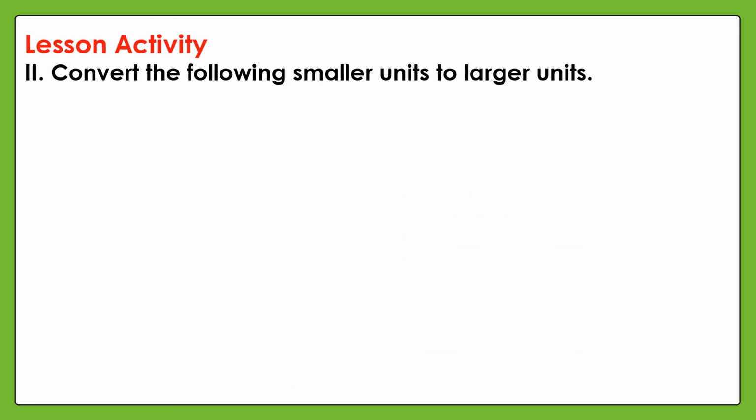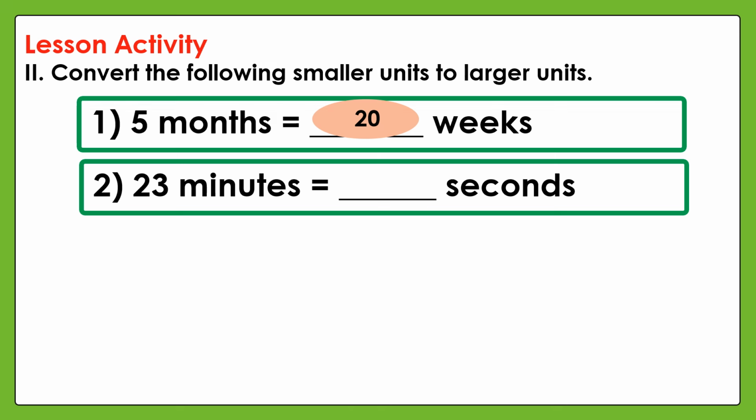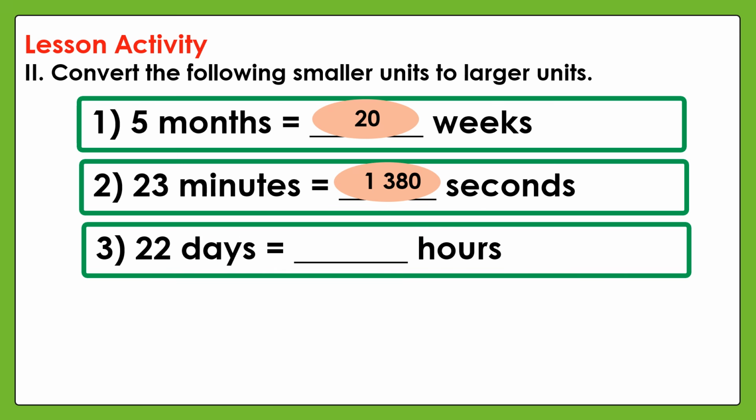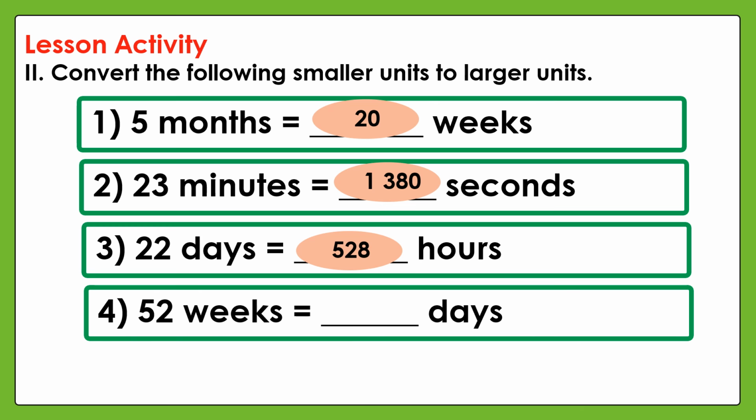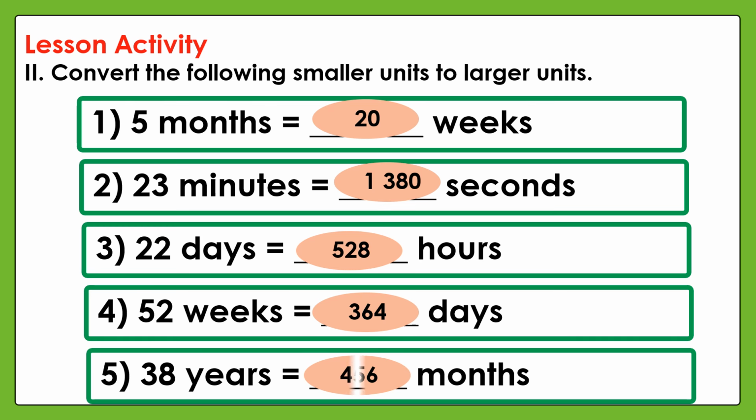Second part, convert the following smaller units to larger units. Number 1, 5 months is equal to 20 weeks. Number 2, 23 minutes is equal to 1,380 seconds. Number 3, 22 days is equal to 528 hours. Number 4, 52 weeks is equal to 364 days. And number 5, 38 years is equal to 456 months.